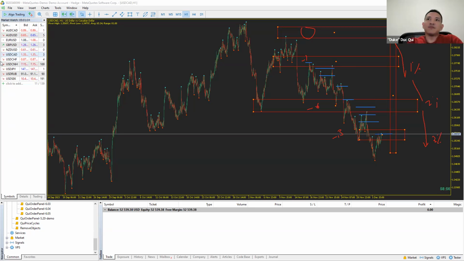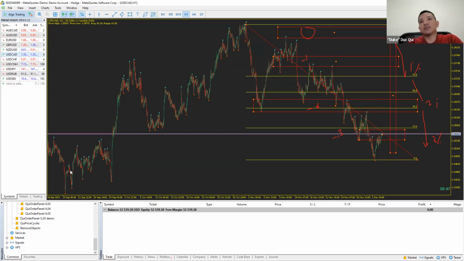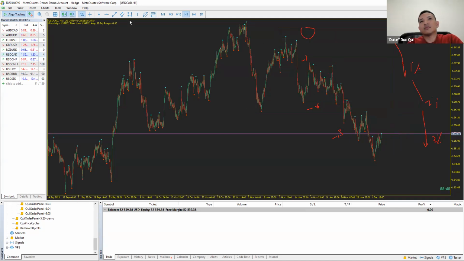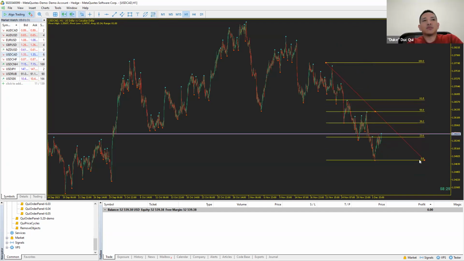Well, just use the fib. So if you fib it, you drew it like this. I'm going to clear my chart and fib this. We'll take this last down leg, not this one because it pulled back pretty big, but let's just take it from here and here. If you were to sell, where is your highest probability for sales?